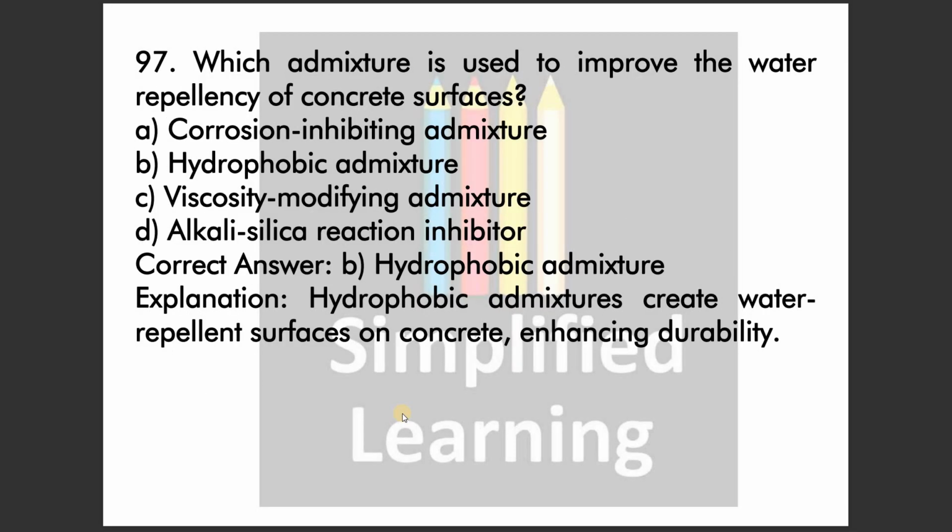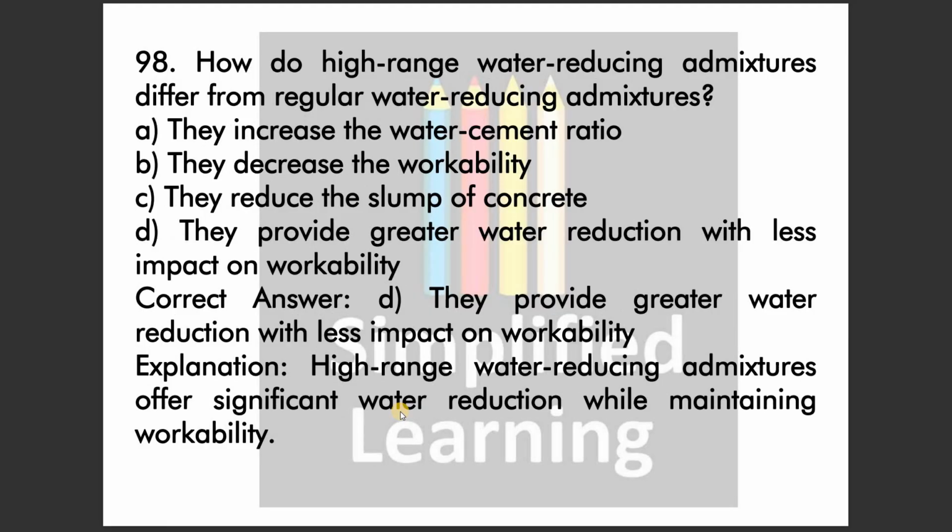Then which admixture is used to improve the water repellency of a concrete surface? Means waterproofing kind of property. Hydrophobic admixture. Either you can use hydrophobic cement by default, or you are going to add hydrophobic admixture in the concrete, so it will be behaving as a water repellent concrete. And how do high range water reducing admixtures differ from regular water reducing admixtures? See, they provide greater water reduction with less impact on workability.